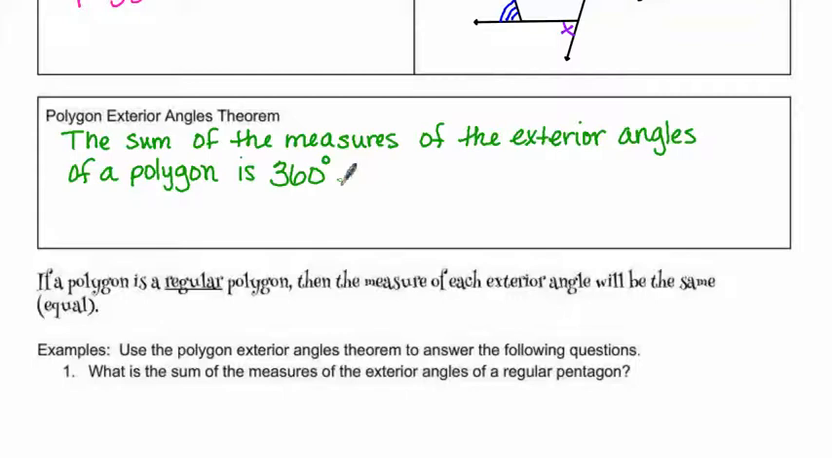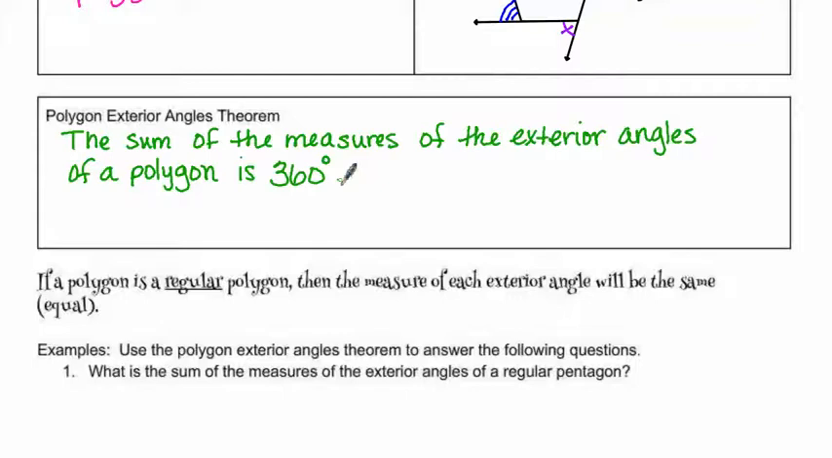Now, there's one of two things that can happen here. In a problem, it can ask you, what is the sum of the measures of the exterior angles of a fill in the blank? Quadrilateral, hexagon, octagon, etc. And you would write, when it asks for the sum, 360. And I see that here in number 1 below. What is the sum of the measures of the exterior angles of a regular pentagon? It's asking for the sum. I know it's 360. Sum of the exteriors is always 360.